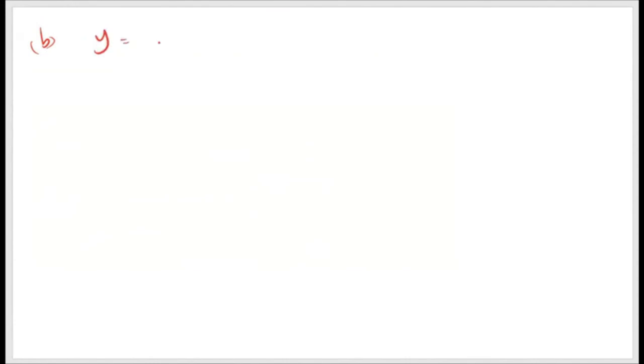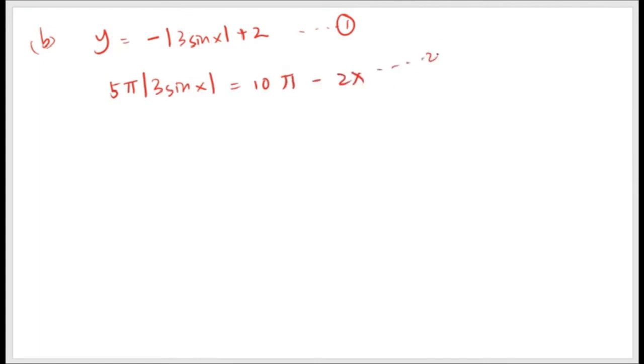y equal to negative 3 sine x plus 2. This is the first equation. Then the second equation, 5 pi modulus 3 sine x equal to 10 pi minus 2x. Okay, second equation. How to make it the same? It means your equation must have the term 3 sine x. 3 sine x, must have this.